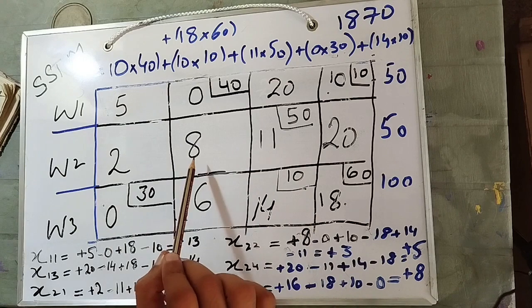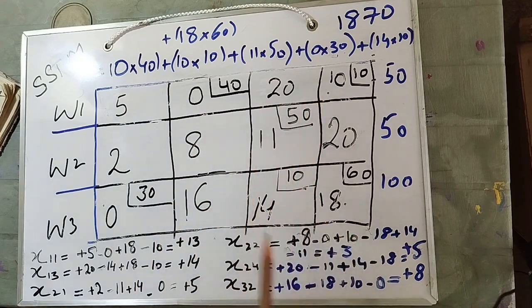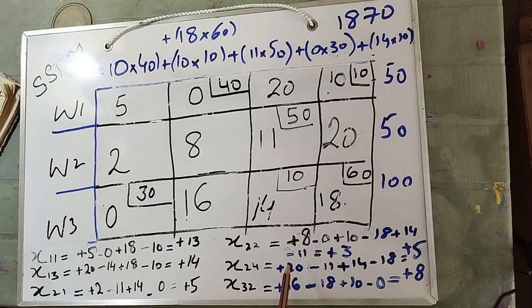So you see from 8: plus 8 minus 0 plus 10 minus 18 plus 14 minus 11. So that will be over here, and you see over here plus 18 minus 18 is 0, and plus 14 minus 11 is plus 3. So plus 3 is the cost you see over here. And over here we are done with the X22.